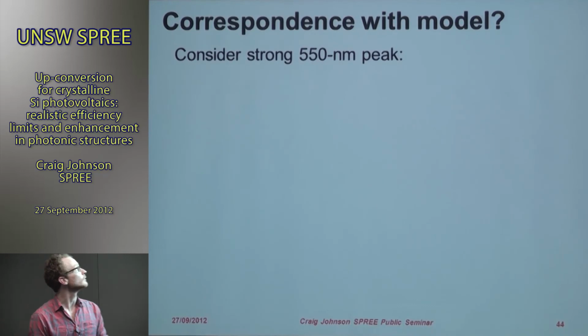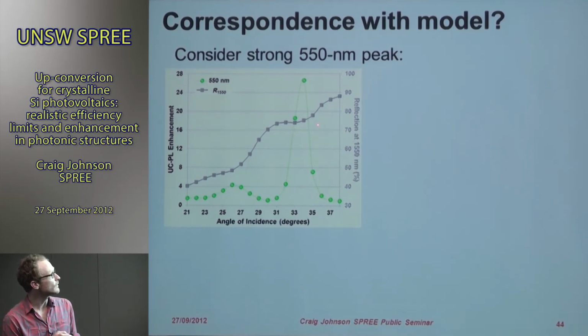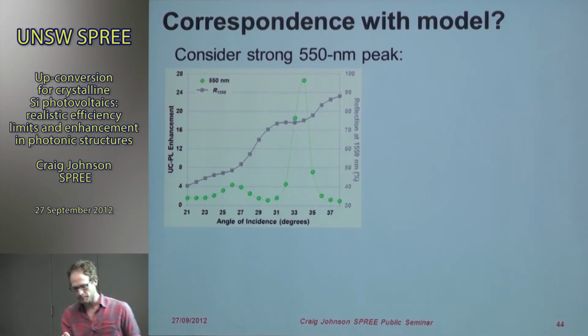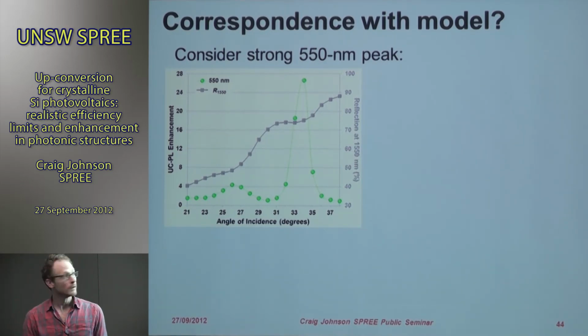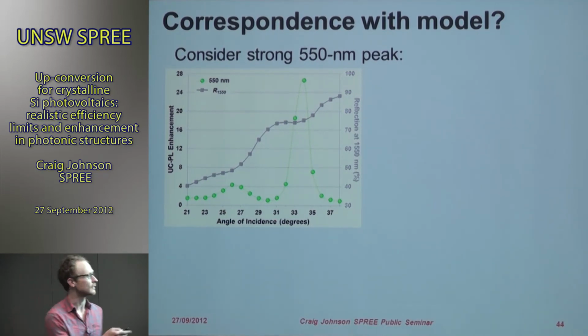So how does this correspond with the model? Looking at the strong 550 nanometer peak, because it's impressive, we can track the reflectivity for each angle. This gives you, from the perspective of a 1550 nanometer photon, what it sees when it comes into the sample. From reflectivity alone, you can't explain this variation, because this point is high reflectivity, this is low, and yet we have quite emissive erbium at that point. But you note that there are these weird little inflection points that seem to coincide with these enhancement points.